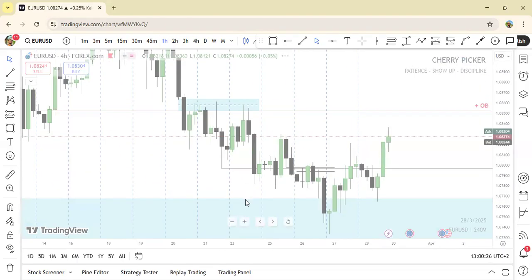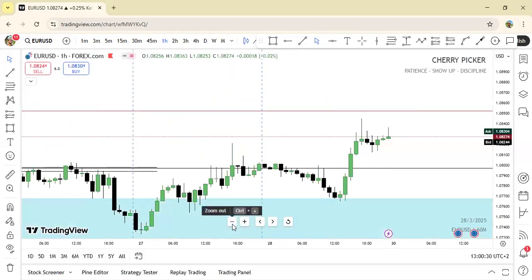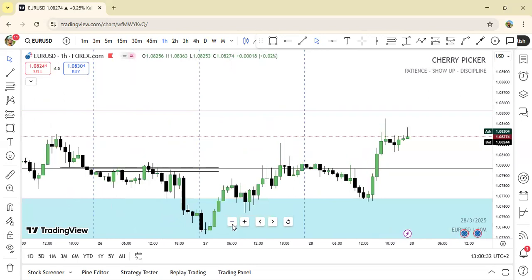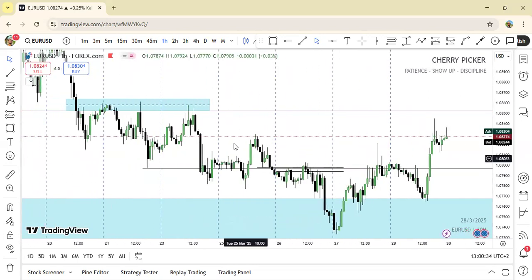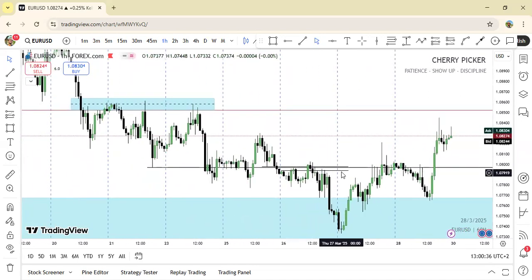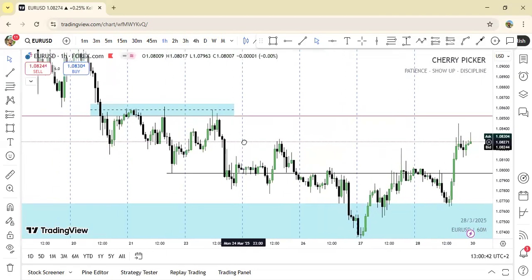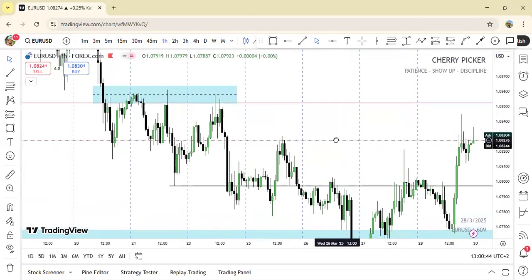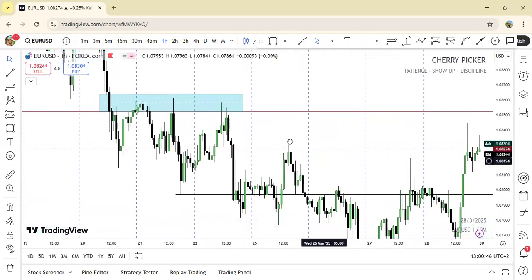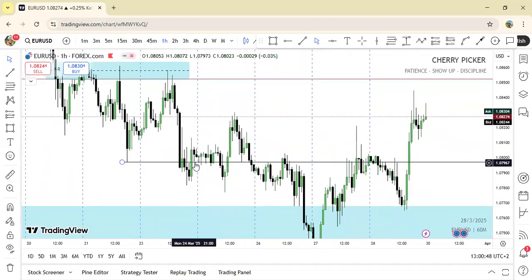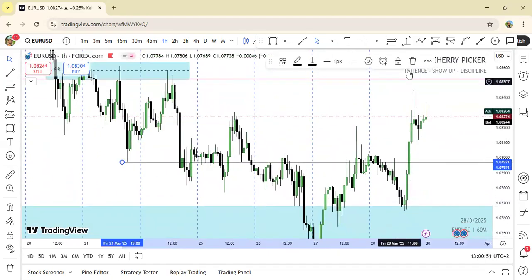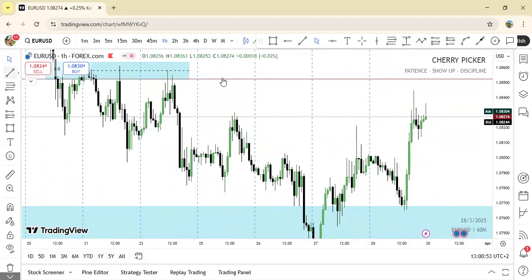Let's see what happened on Tuesday. On Monday, we are selling towards our previous week low, Friday low, right? Let's get rid of these two lines. I believe now we can just remove the previous week low, right?